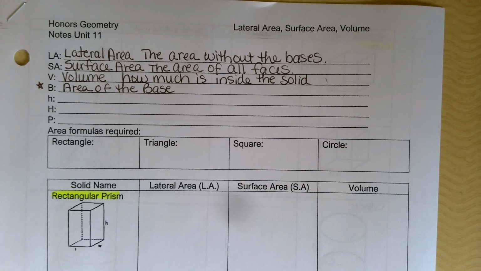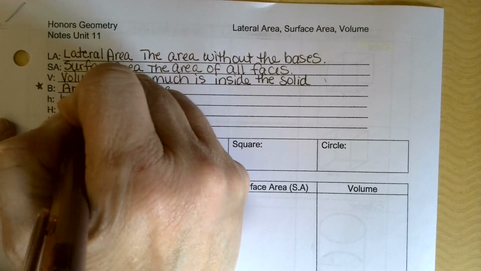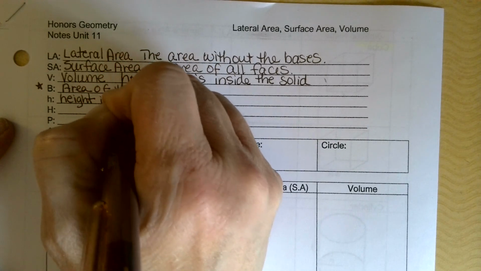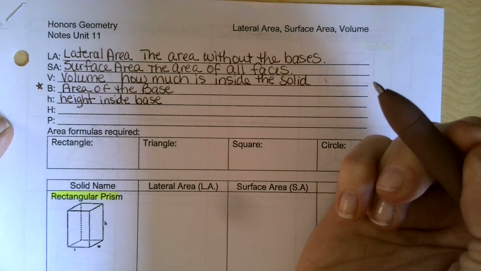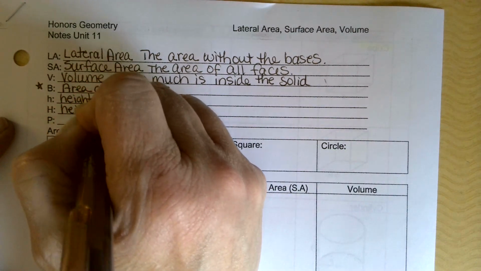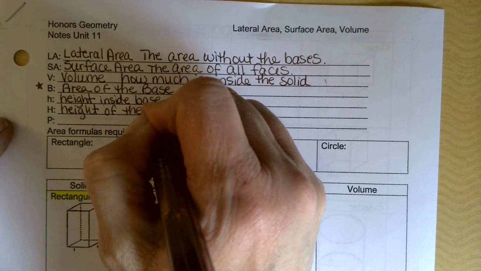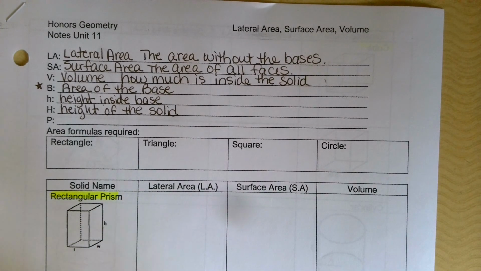Now, we do have a little h and a big H. So a little h represents the height inside the base. It's the height inside the base. And then the capital H is the height of the solid. If I'm talking about a triangular prism and the formula is area of the base, which is a triangle, 1/2 base times height, but then I have to multiply it times the height, I want to distinguish between the height of the base and the height of the solid.